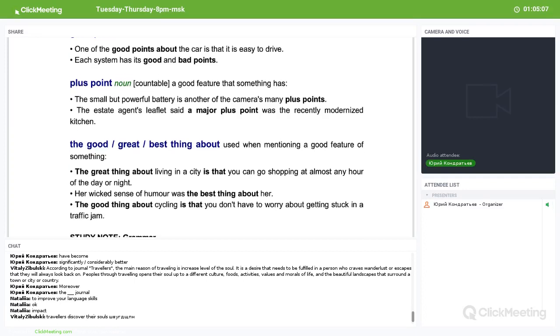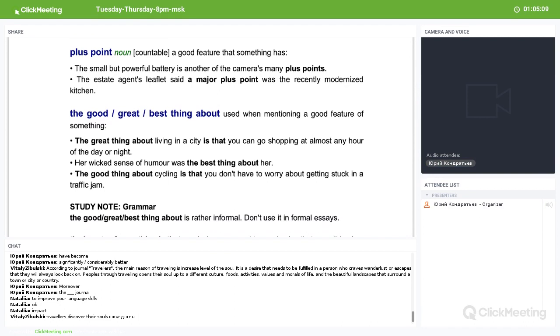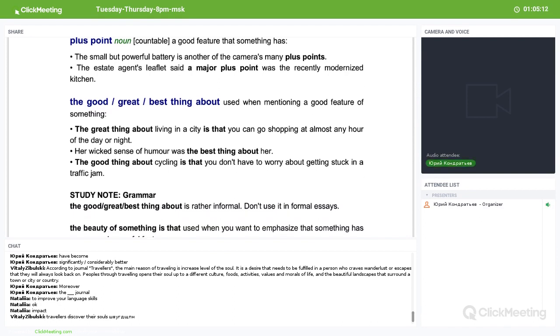Okay, or the good thing, so the great thing, the best thing I've already mentioned, but please remember that these expressions are rather informal. Please don't use them in formal essays, in academic essays, or even general IELTS essays.